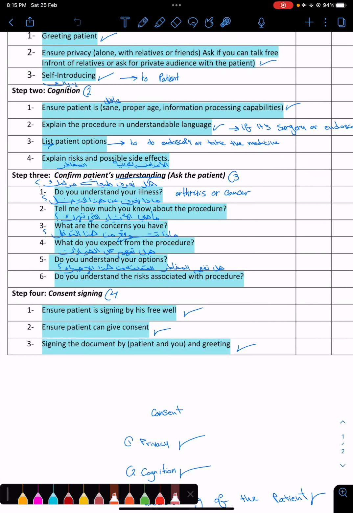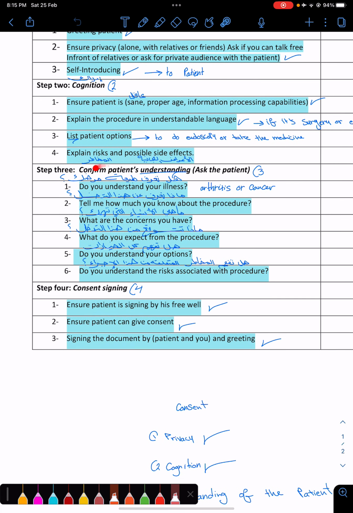Okay, that's good. The other thing is to confirm the patient's understanding, which means: do you understand your illness? Tell me how much you know about the procedure. What do you know about this procedure, this endoscopy, this operation, this medicine, whatever? What concerns do you have about this procedure? What are the concerns, the problems, and the things that really scare you?